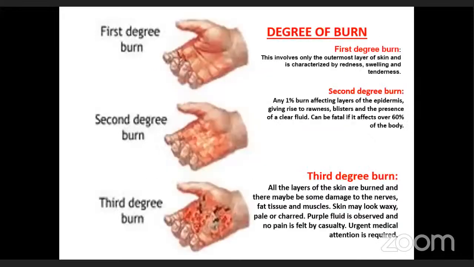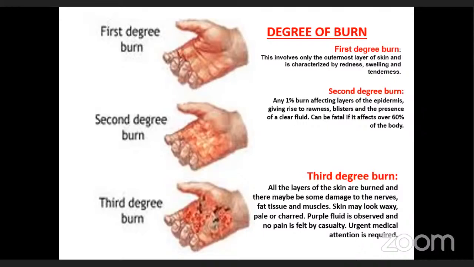Then we have burns. We want to look at burns. There are three degrees of burns. We have first degree burns, which can be referred to as minor burns. We have second degree and third degree burns, which are referred to as severe burns. First degree burn is a minor burn, and this involves only the outermost layer of skin and is characterized by redness, swelling, and tenderness. At times when your hand is used, it happens to me, I think sometimes I try to clear grasses, so there will be swelling up and it will be reddish on the palm. That is the first degree burn. It's called a minor burn. Then we have a second degree burn, which is a severe burn.